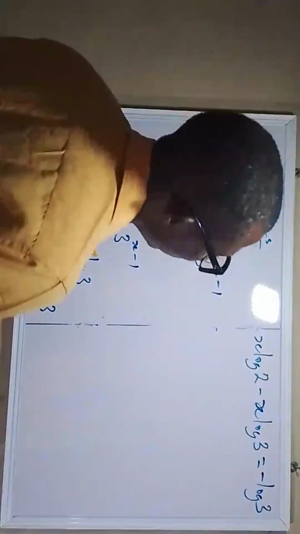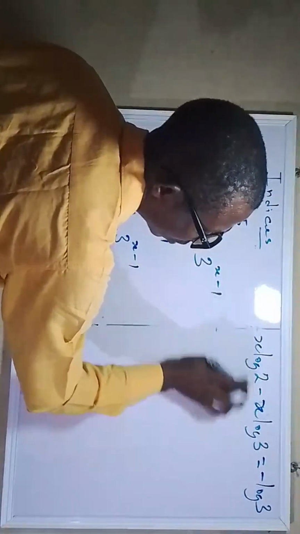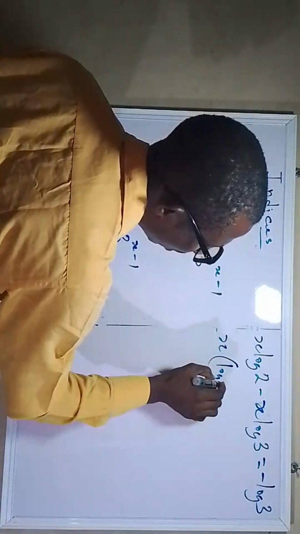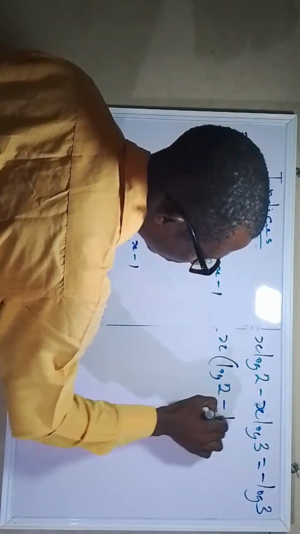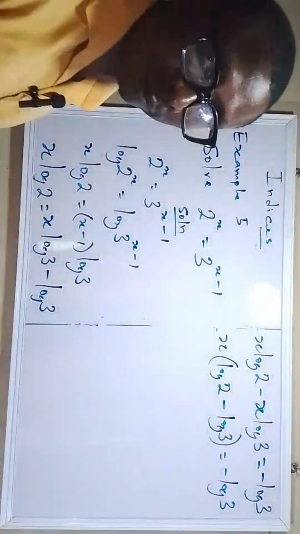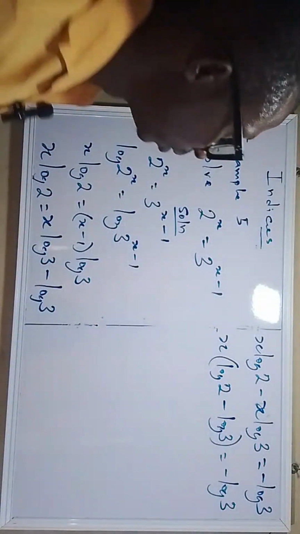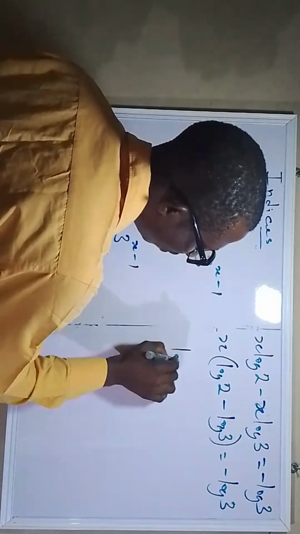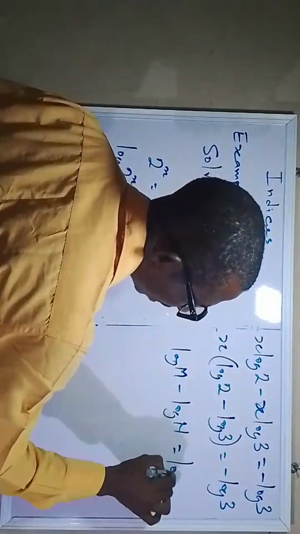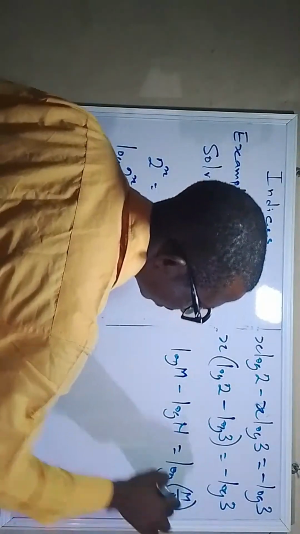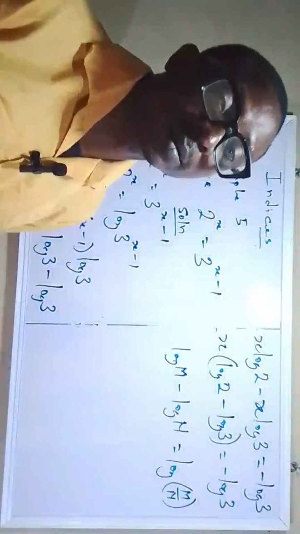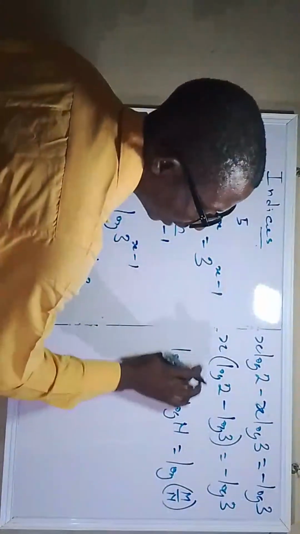Now here you can factor out x. x is common. We have x, open bracket, log 2 minus log of 3, close bracket, equals to minus log of 3. Okay? So, another law. This is the subtraction law. When you have log m minus log n, this is the way you write it: you write it as log of m divided by n. So, when subtracting, you divide. This is the law we are going to be applying here now.